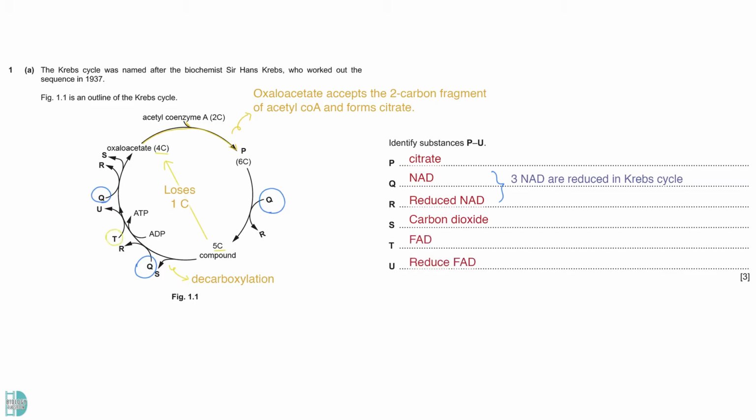T and U refer to another hydrogen carrier, FAD. There is only 1 FAD being reduced per cycle.